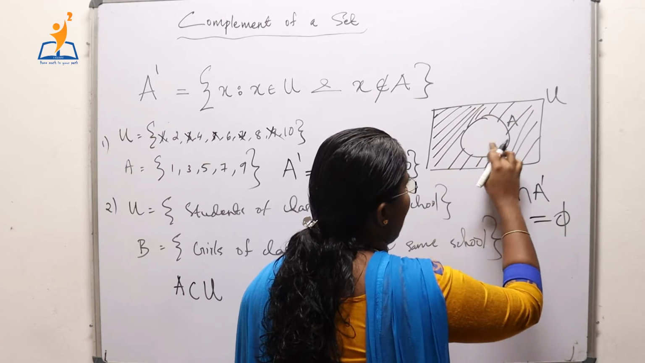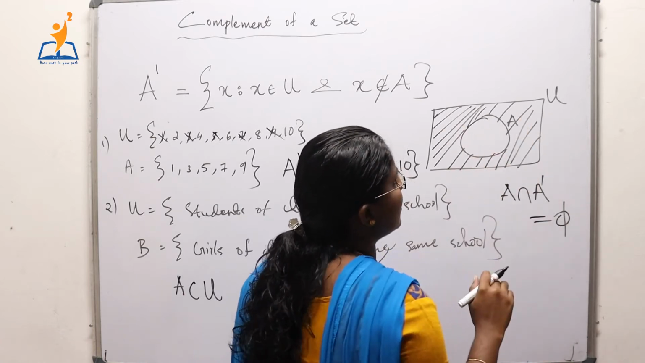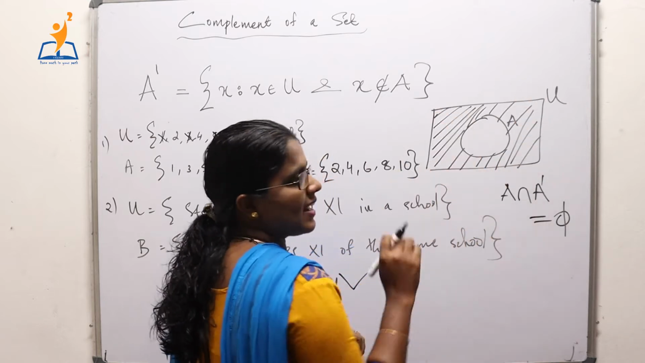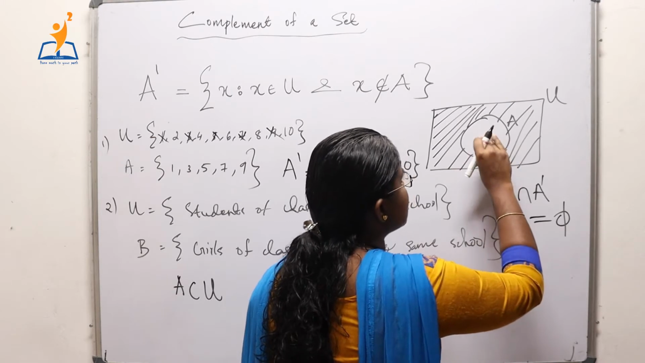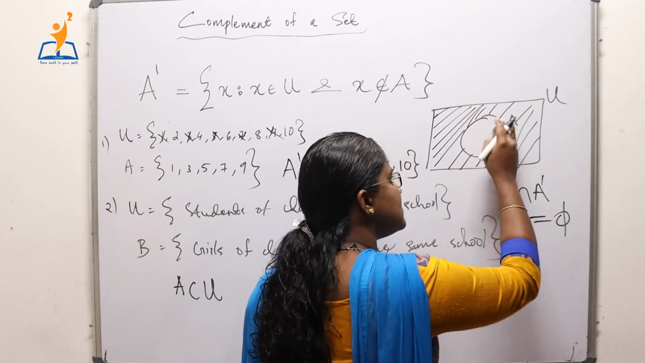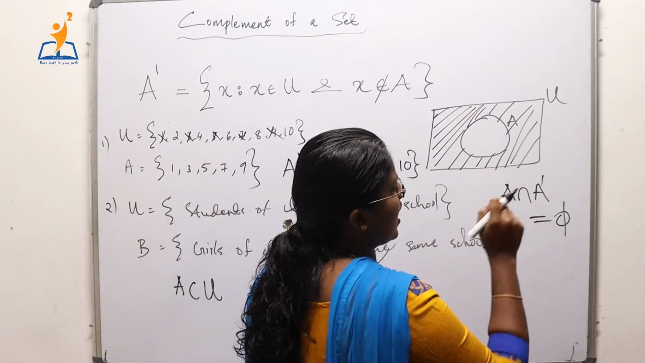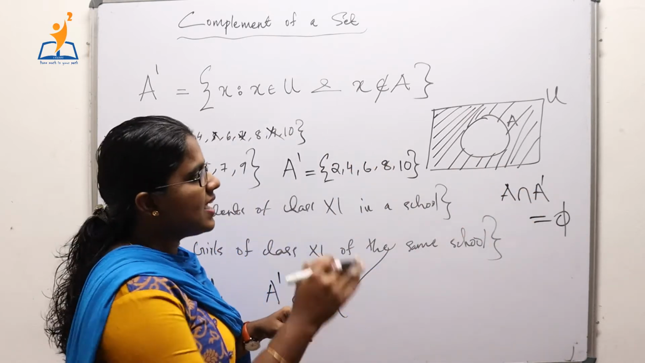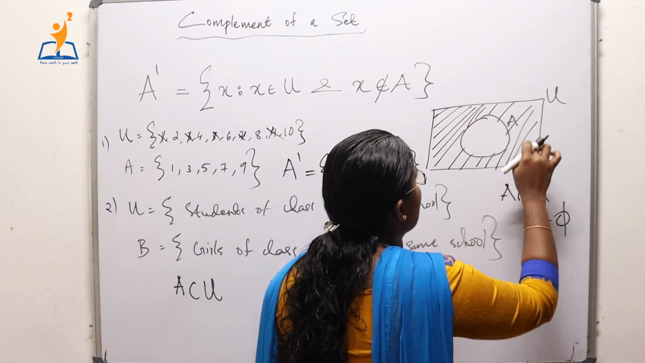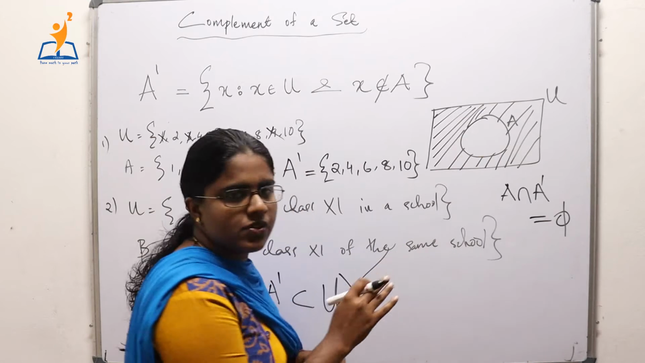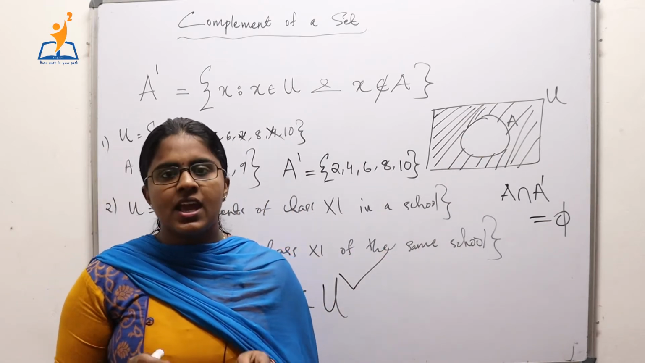So this is our A, the shaded region is A complement, and this rectangle is our universal set. If we look, we can find that there is no point of intersection between this circle and the shaded region, which means A intersection A complement is an empty set. And we can find that A is a subset of U and A complement, the shaded region, is also a subset of U. So both the results are very important.